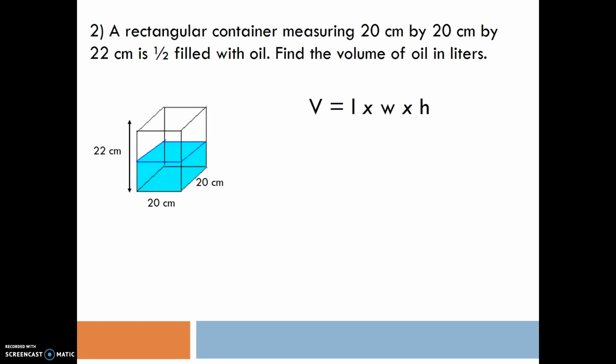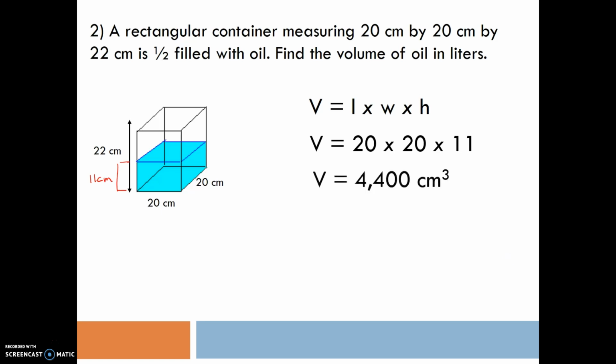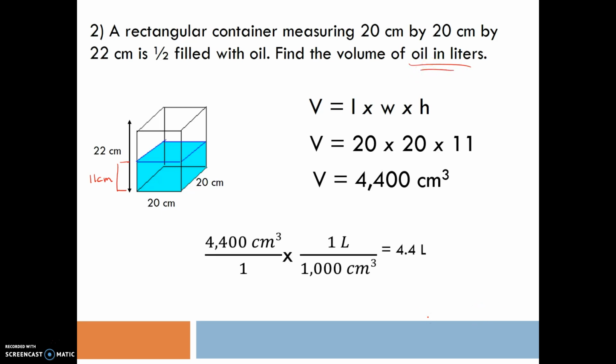There are a couple different ways we could do this. We could find the volume of the entire thing to start, and then divide it in 2. Or we can just divide our height in 2 right now. Since it's half full, we know that our height is only 11 centimeters. So we'll plug in that number because that's going to make it a little bit easier. So now we have 20 times 20 times 11. Our volume is going to be 400 times 11, or 4,400 centimeters cubed. And then it did ask us to find the volume in liters, so we want to convert that. 4,400 divided by 1,000 is going to be 4.4 liters.